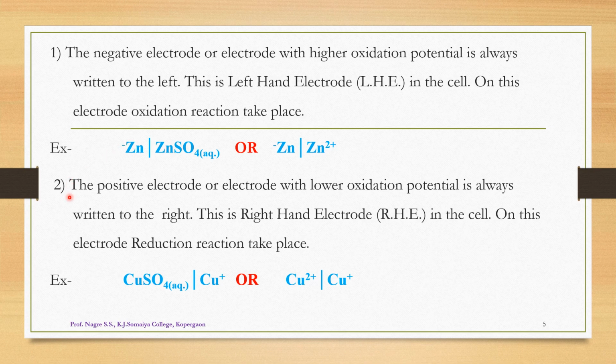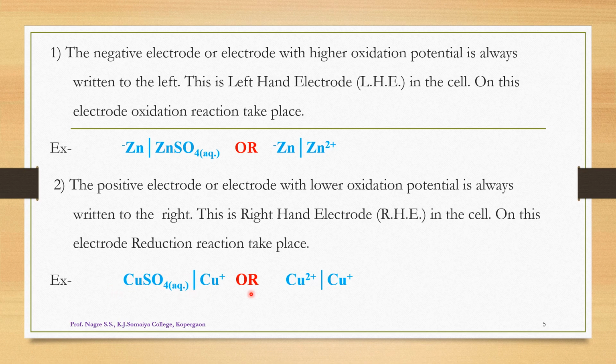Let us look towards the second important convention. The positive electrode or electrode with lower oxidation potential is always written to the right. This is right hand electrode, that is RHE in the cell. On this electrode, reduction reaction takes place. So those electrodes having a positive charge or which have a lower oxidation potential are always written to the right hand side of a particular cell, and this is called as the right hand electrode, which can be represented as RHE, and on this electrode always reduction reaction takes place. So let us study a simple example.